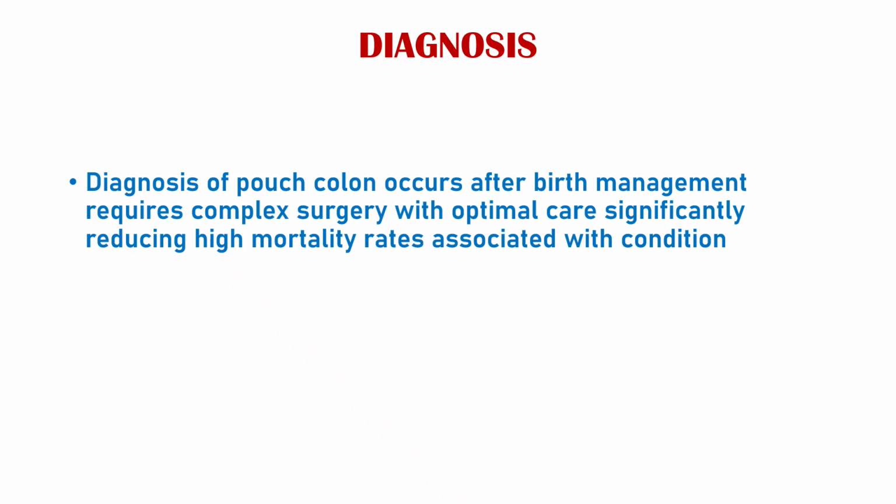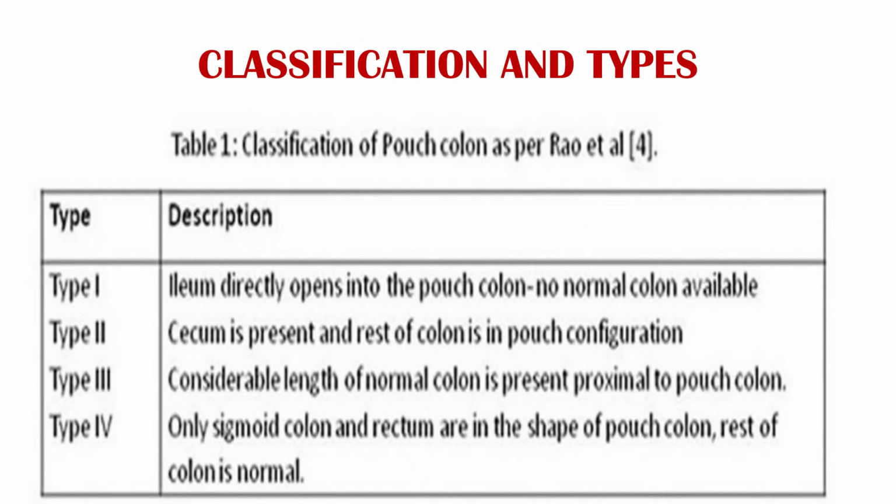associated with this condition. Its classification by Rao says type 1 is ileum directly opening into the pouch of colon with no normal colon available. Type 2 is where the cecum is present and the rest of the colon is in pouch configuration. In type 3, a considerable length of normal colon is present proximal to the pouch colon. Type 4 is where only the sigmoid colon and rectum are in the shape of pouch colon. The rest of the colon is normal.